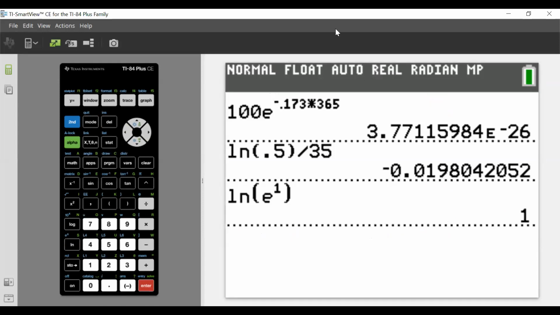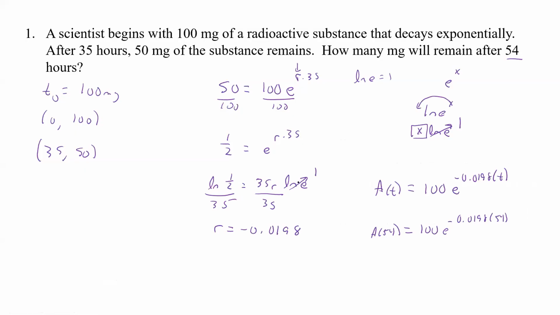Then you took ln of 1/2 and divided that by 35 to get the negative 0.0198. Yeah, because I knew that ln of e was equal to 1, so that drops out. That just makes 35 times r, so 35r equals log of 1/2. To solve for r, I just divided both sides by 35, and then I plugged that into my calculator and got this value. You have to take the ln of both sides when you do that. Whenever you do something on one side, you have to do it on the other side. So I took the log on this side and the log of that side.